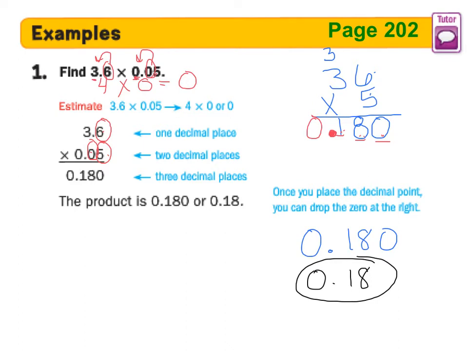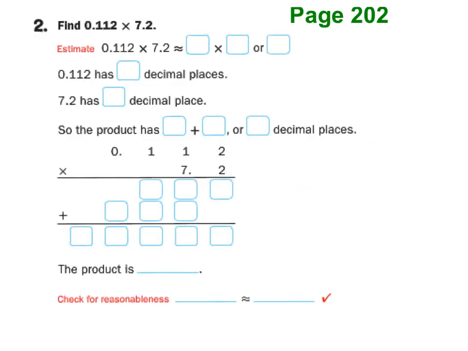Let's try another one. Here we are in number 2. Let's start off with our estimate. Our largest place value is the 0, and this 1 behind it is not big enough to make it change, so it's about 0. And the 7 is in our greatest place value, and the 2 is not big enough to make it change, and 0 times 7 is 0. So again, our answer is going to have to be small.